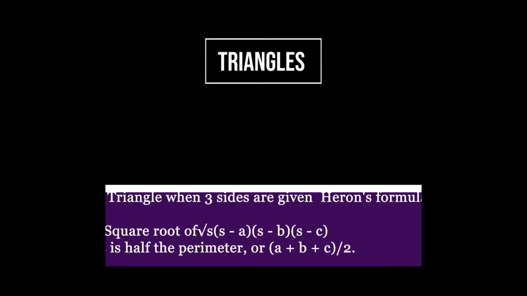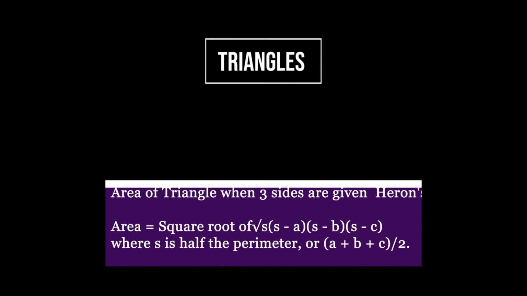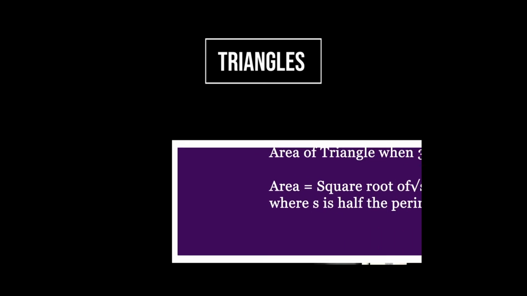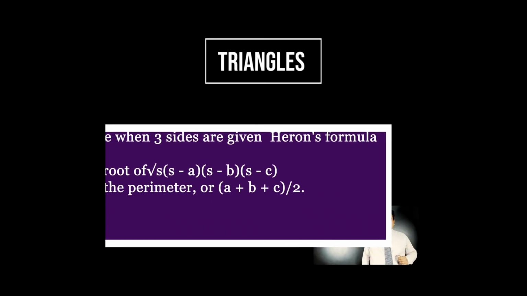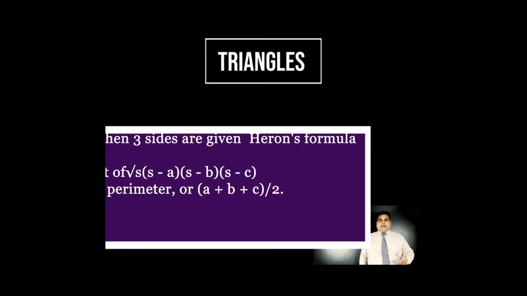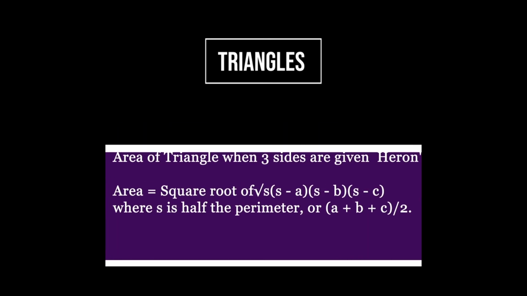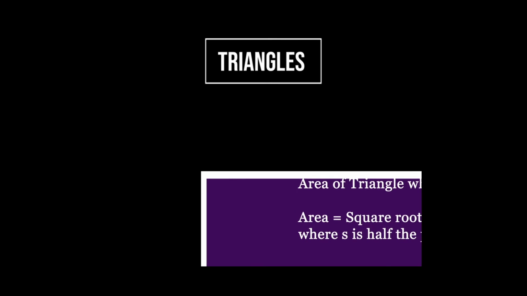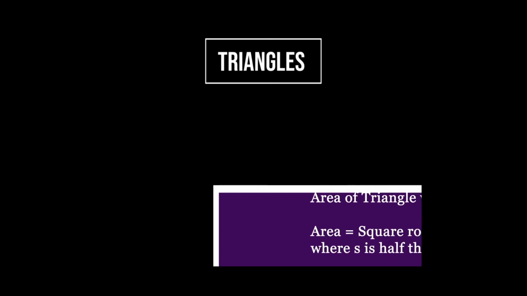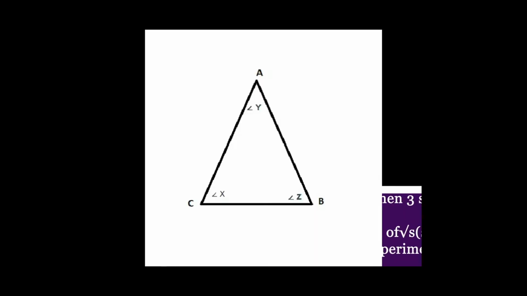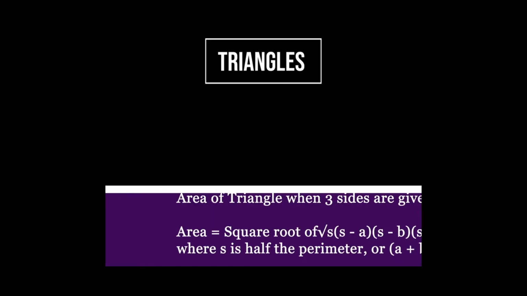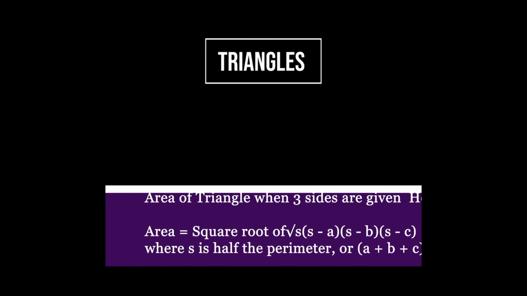What is S here? S is the semi-perimeter. Semi-perimeter is the sum of all three sides divided by 2. So the value of S will be A plus B plus C by 2. Here you can see that A, B, C are the sides. Heron's formula is important when all three sides are given. Simply find the semi-perimeter by adding all three sides and dividing by 2, and then plug the values into the formula.